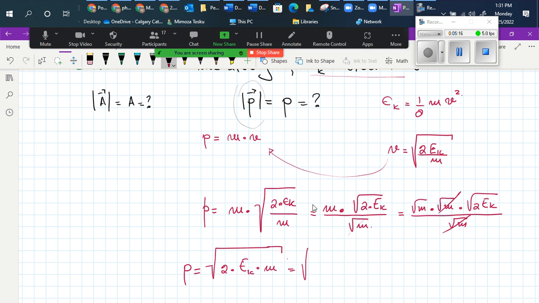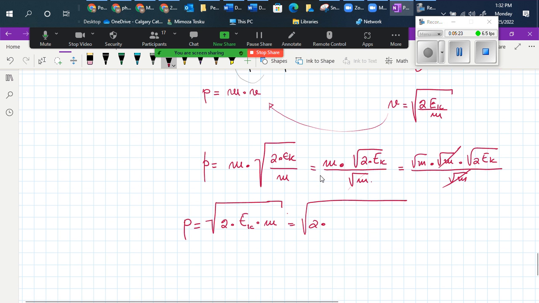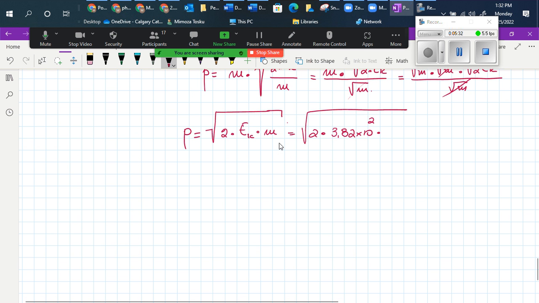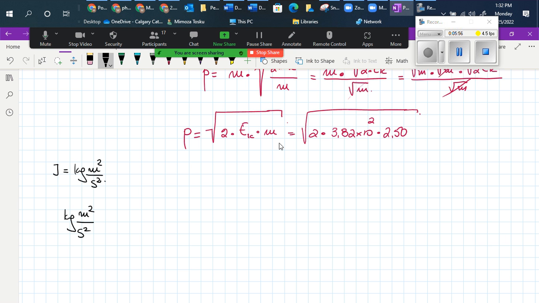And then you substitute what is given. So 2 times kinetic energy was given as 3.82 times 10 to the power of 2, times mass was given as 2.50 kilograms. If you are worried about the units, I will do the units here on the sides. So joules, what joules actually are, are kilograms meter squared per second squared.